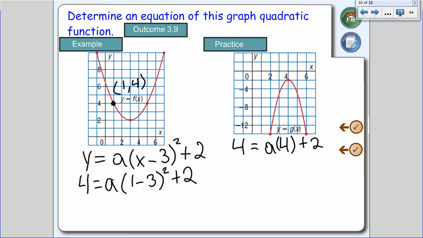We're going to subtract 2 from both sides and then divide by 4. And we get 1 over 2 is equal to a. I subtracted 2 from both sides, so it's 2 on the left, and then I divided by 4. So it's 2 divided by 4 is equal to a. 2 divided by 4 and 1/2 are the same thing. Just simplify it. 1 over 2 and 2 over 4, same thing.